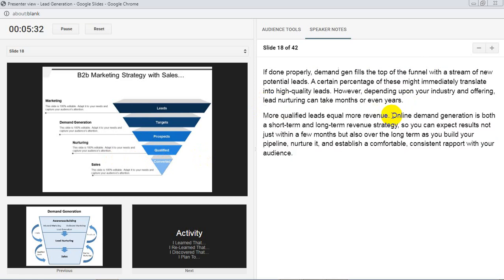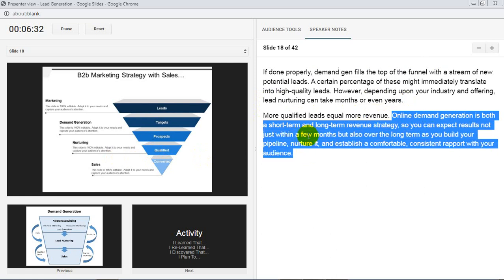Online demand generation is both a short-term and long-term revenue strategy, so you can expect results not just within a few months but also over the long term as you build your pipeline, nurture it, and establish a comfortable, consistent rapport with your audience.